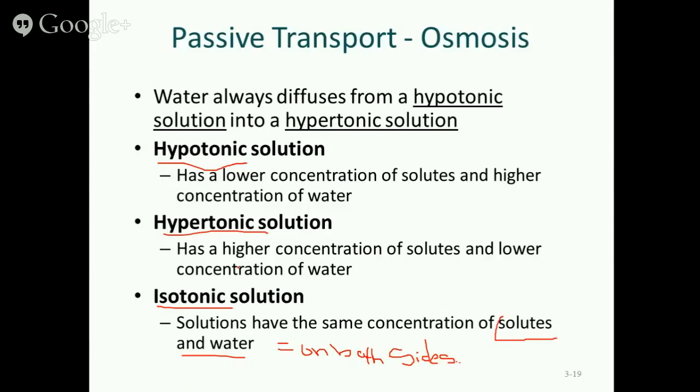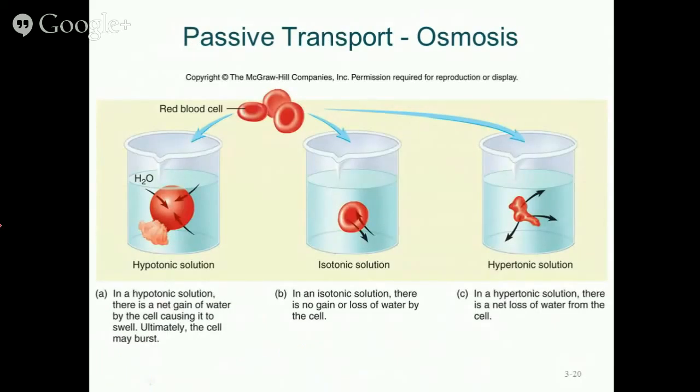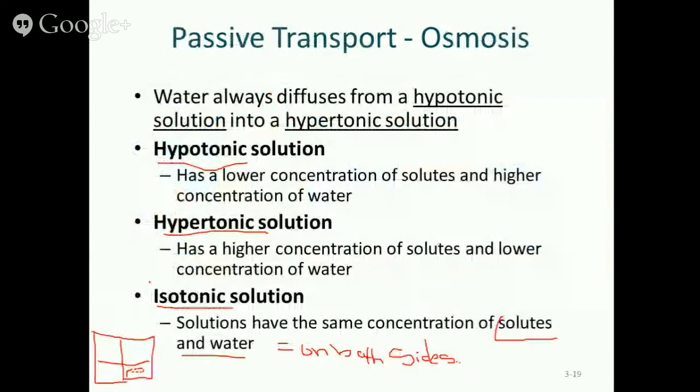So if I quickly draw it up here, it's saying there's an isotonic solution, okay? 5% glucose, 5% glucose. Okay?